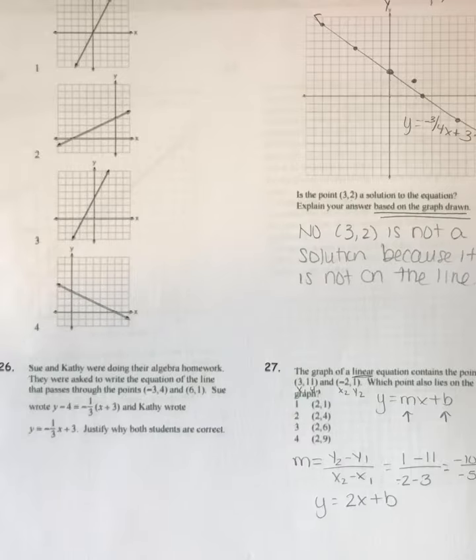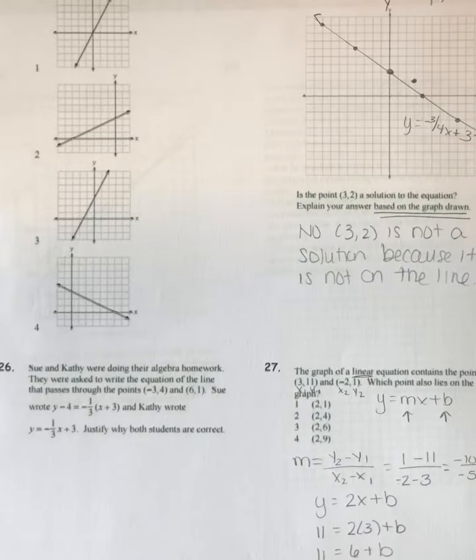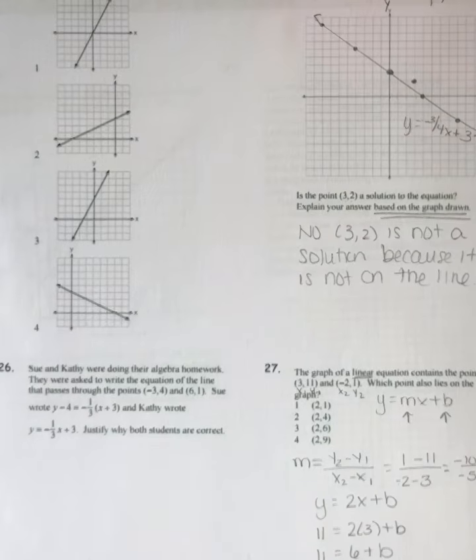You can pick either pair of points. Sometimes mistakes happen with negatives, so I'm going to use this first one. So 11 equals 2 times 3 plus b. 2 times 3 is 6, so 11 equals 6 plus b. Subtract 6 from both sides, and we get 5 equals b.